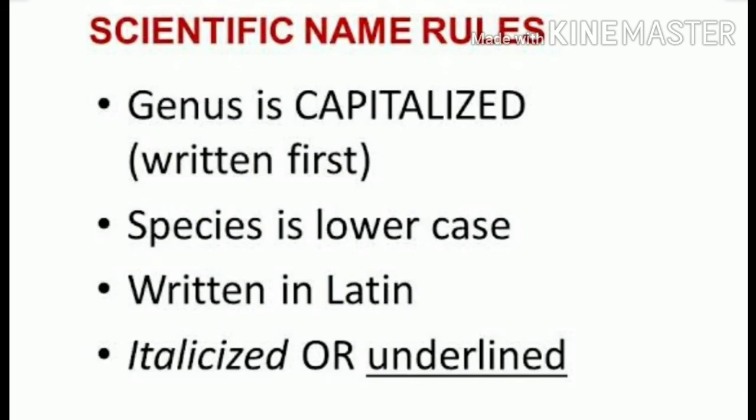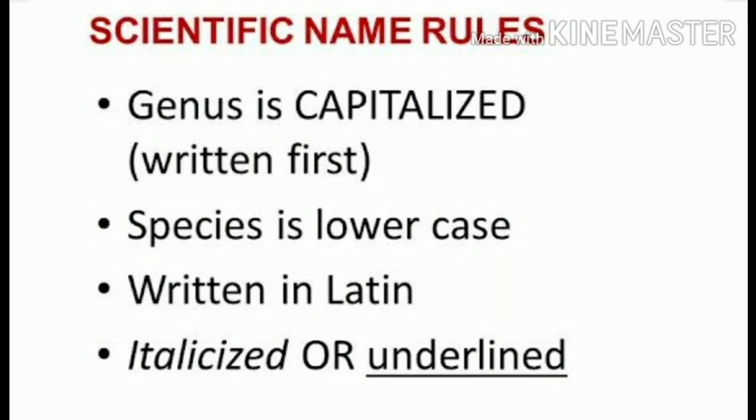While writing the scientific name following the binomial nomenclature, we have to follow some certain rules. The first rule is that while writing the generic name or the genus name, it should always begin with a capital letter. The specific name or the species name should always begin with a small letter.